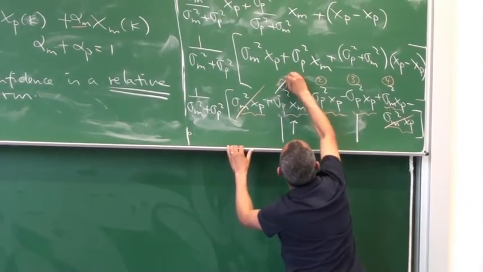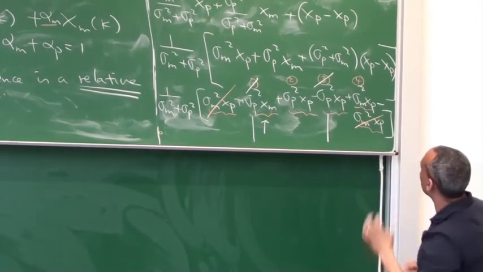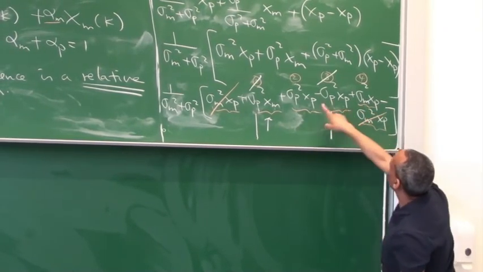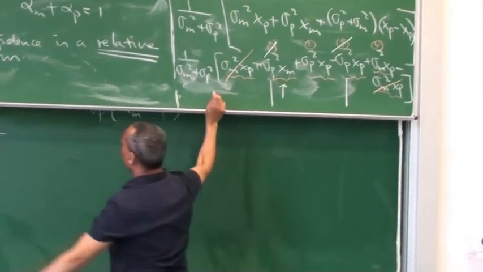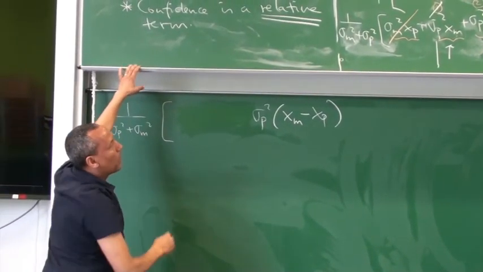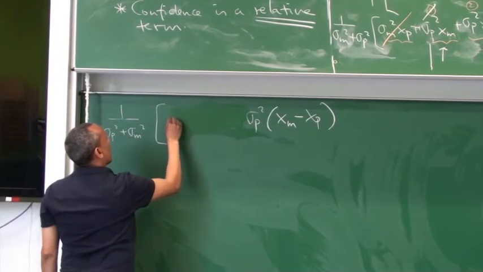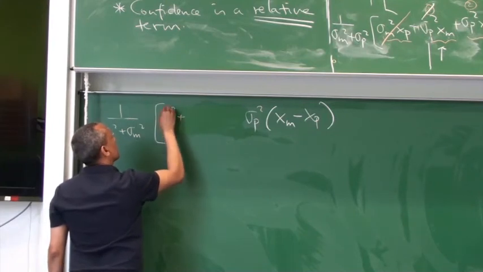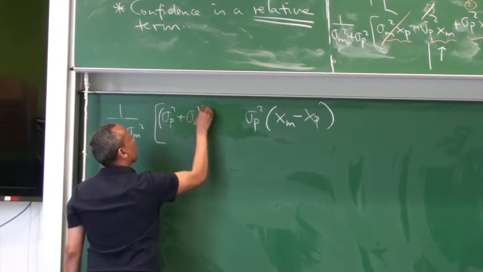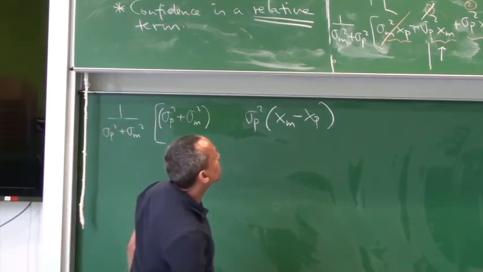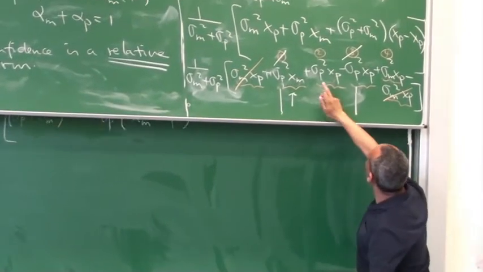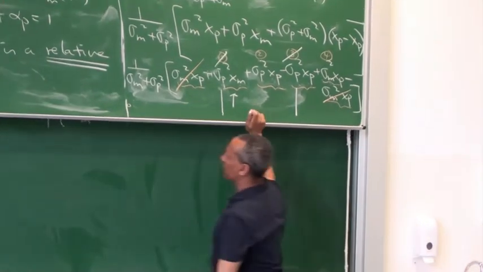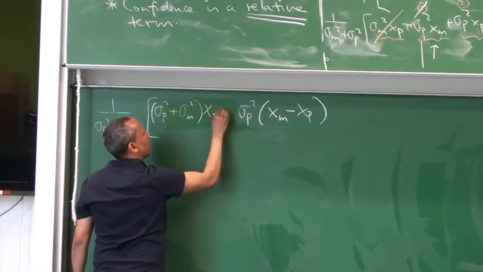Now we take advantage of this one. What remains is this one. For sigma p, you see here, this is sigma p, this is sigma n, both are positive. So here we can just take sigma p squared plus sigma n squared times, what was it? xp here, you see? For here also we have xp. So in most cases we have xp. This one.